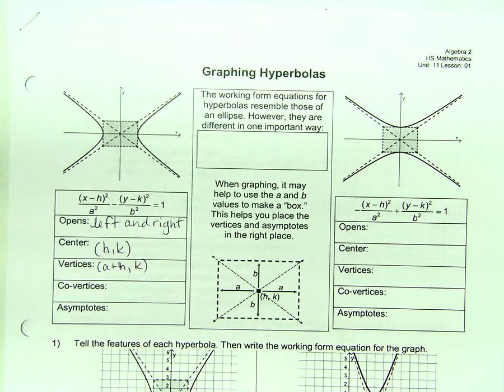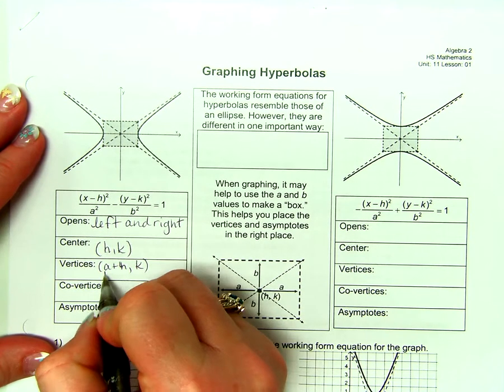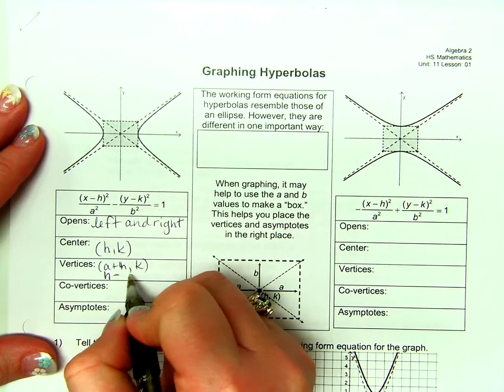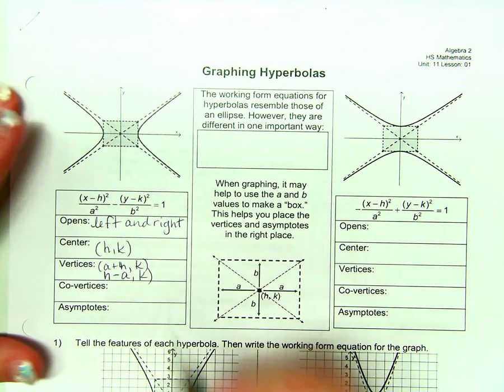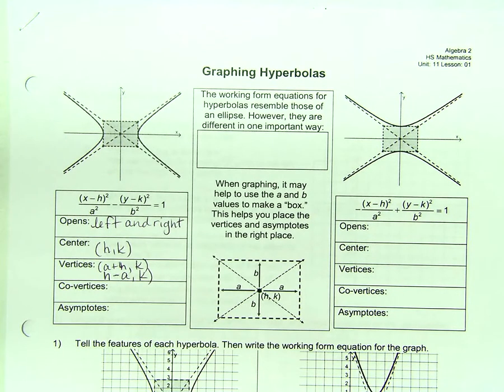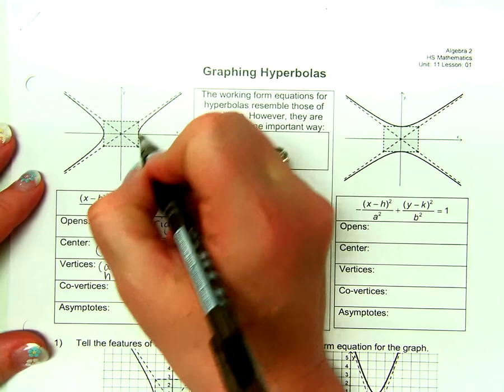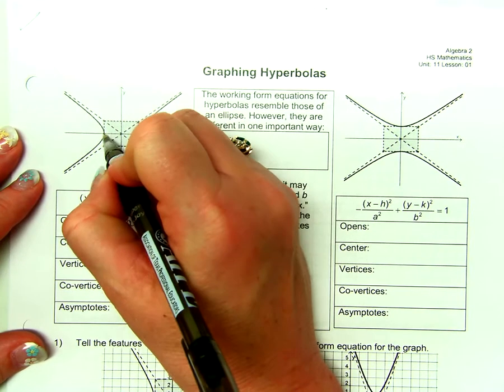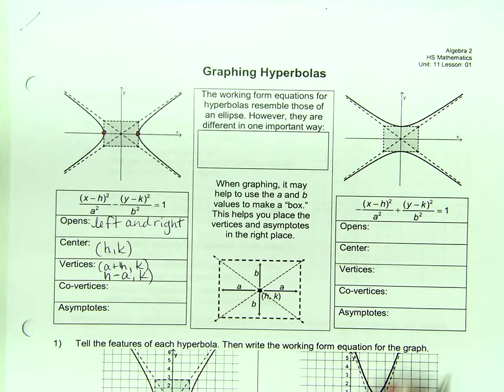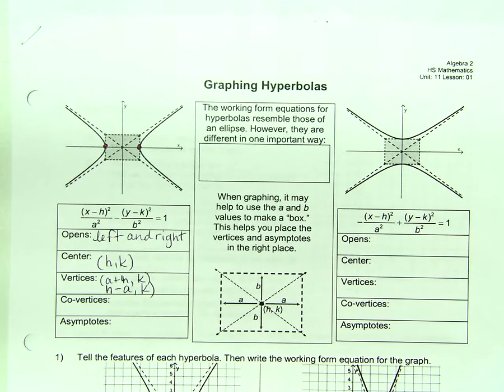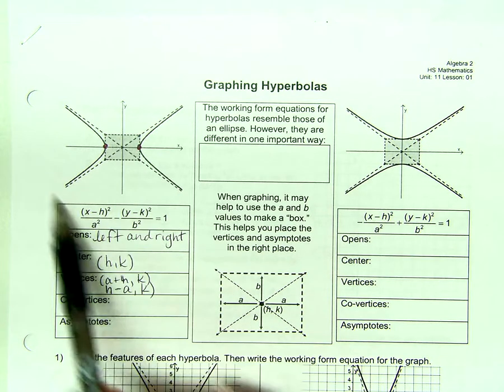So where's the other vertex? It's the other way around. H minus A, K. I should have written that one H plus A, but sorry. So if this is a vertex and this is a vertex, where are the co-vertices? Where is a co-vertex? I mean physically in the picture.